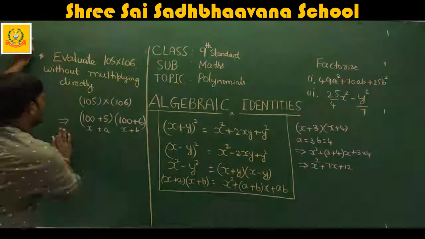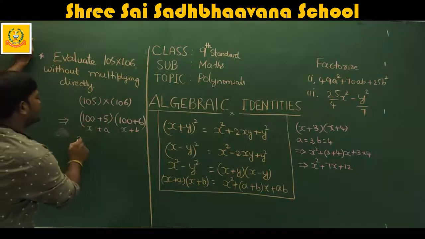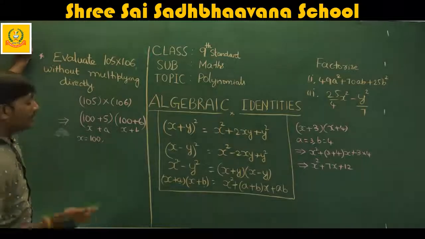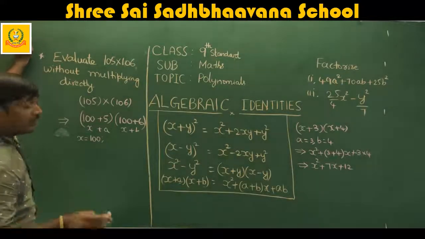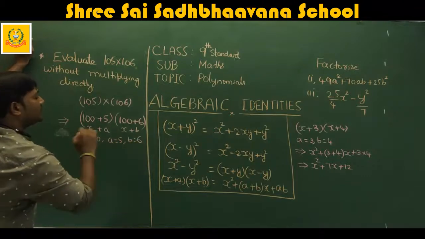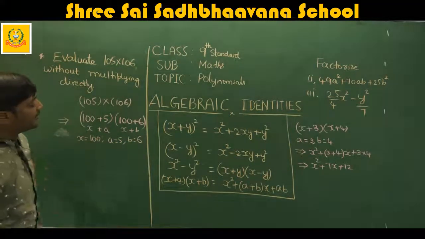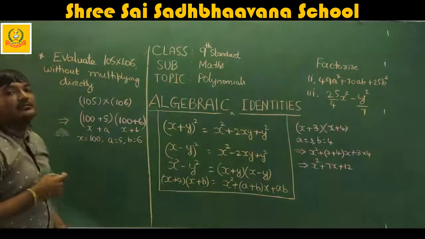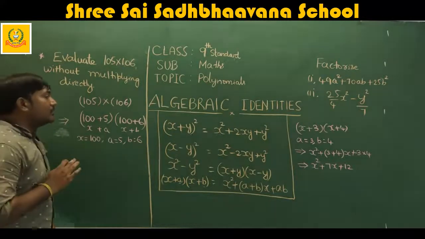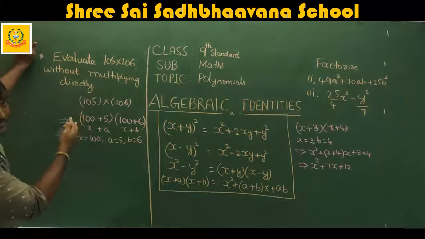Once you assume like that, you just write it down. Otherwise, you will get confused. What will be x, a, b? So x is confirmed, it is 100. And a is 5 and b is 6. Got it? x is 100, a is 5 and b is 6. Okay? So remember how to take it.